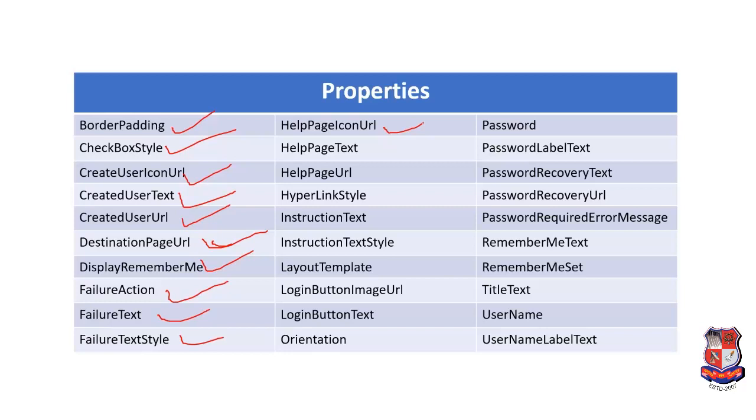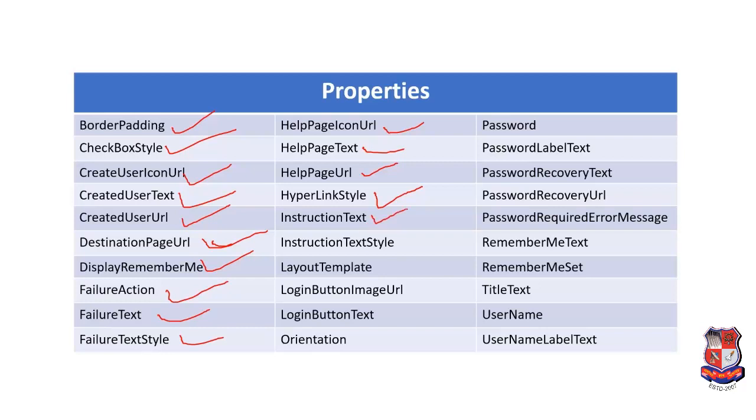Next is help page text. It is used to retrieve or specify the text of a link to the login help page. Next is help page URL. It retrieves or specifies the URL of the login help page. Next is hyperlink style. It retrieves a collection of properties to define the look of the hyperlink in the login control.